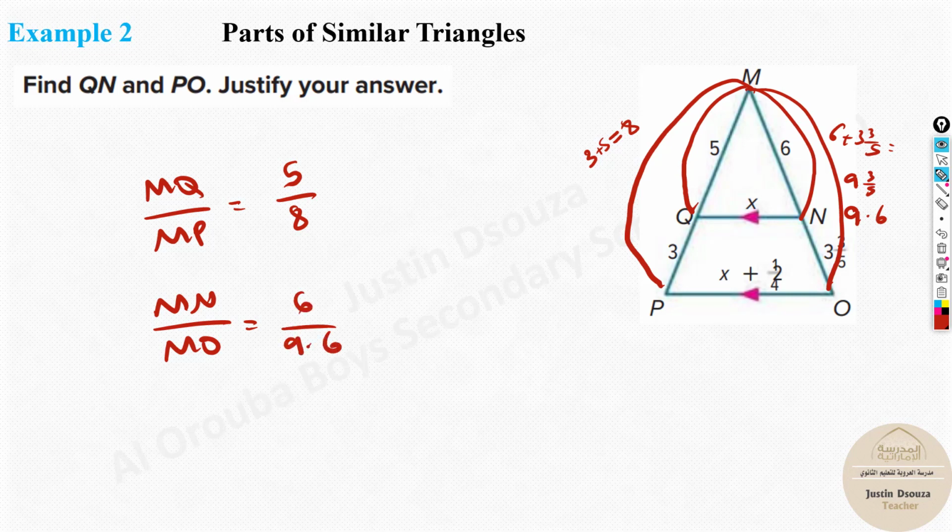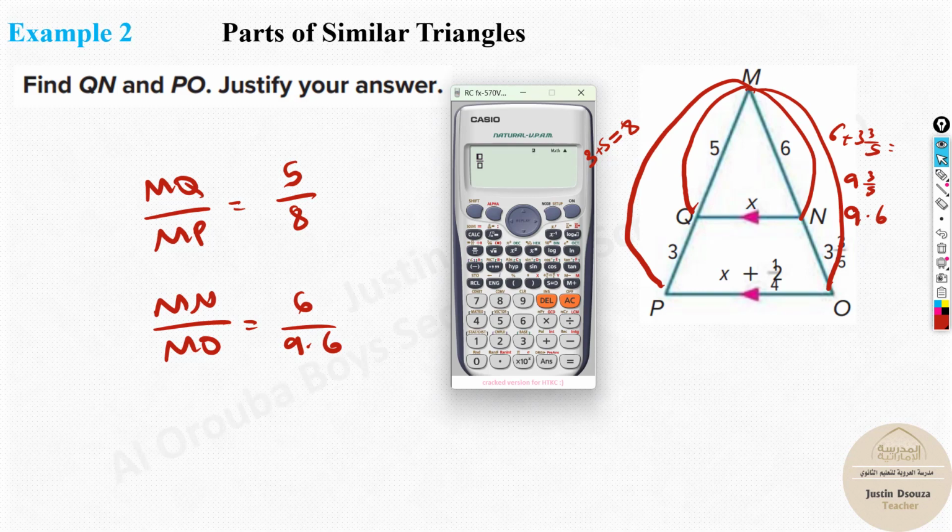Let's look at the similarity now. You can just put in the calculator over here. So we need to put 6 by 9.6. The answer is 5 by 8. Is it equal to the above? Yes. It would be 0.625, but leave it in fractions. It's much easier. So now this one, when you simplify it, it'll be 5 by 8. Both of these sides are proportional to each other.